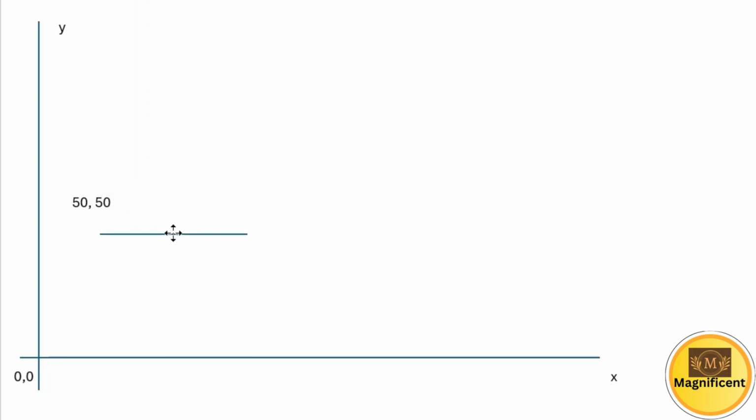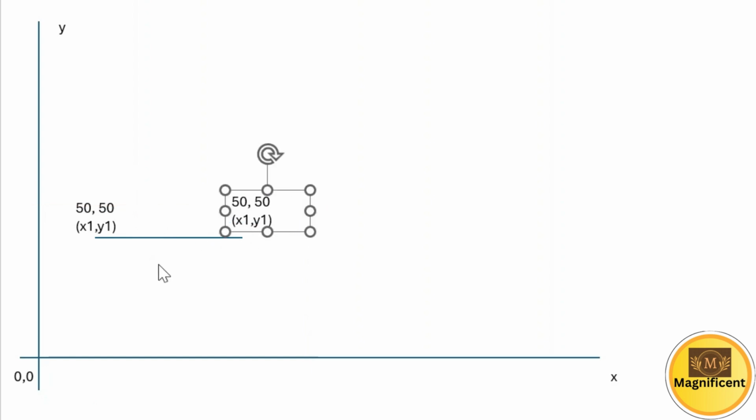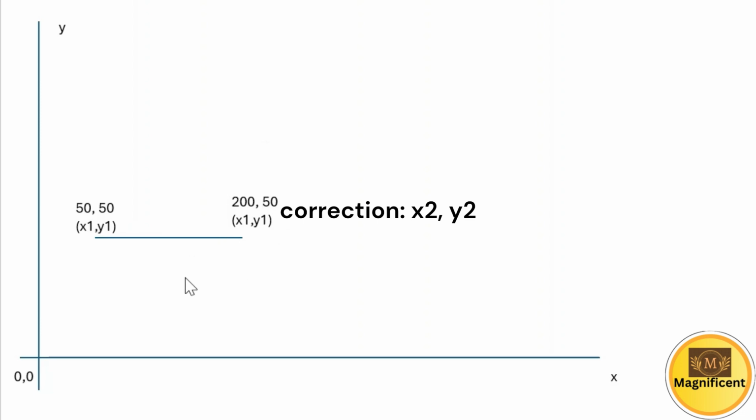If this line is a little bit down below here, then these x and y coordinates, x1 and y1, are 50, 50. So I will write it here: x1 and y1 are 50, 50. As I said, this line slope is 0 and this is a horizontal line, and this distance, let's say 200, so x2 is 200 and y2 is the same, as this is a horizontal line. This is how we draw a straight line.